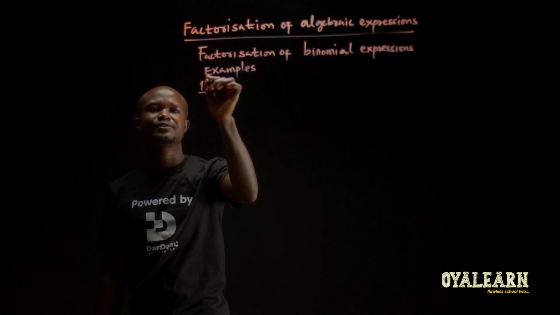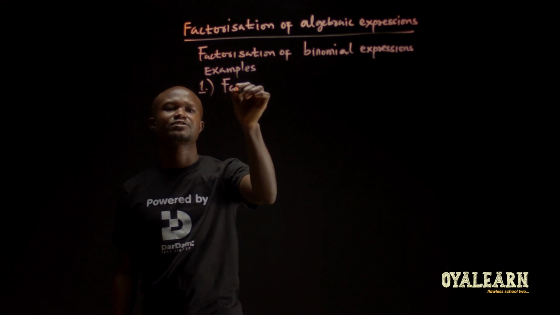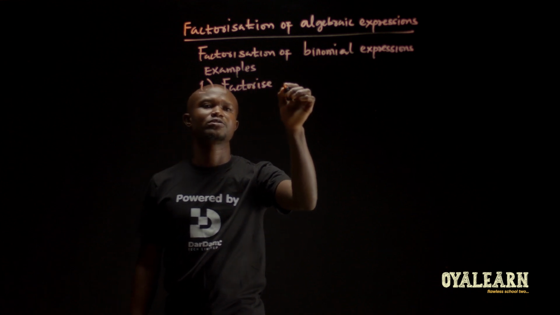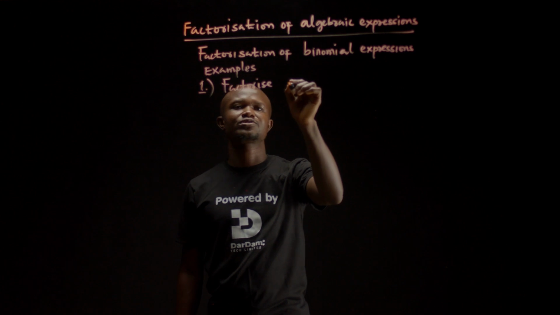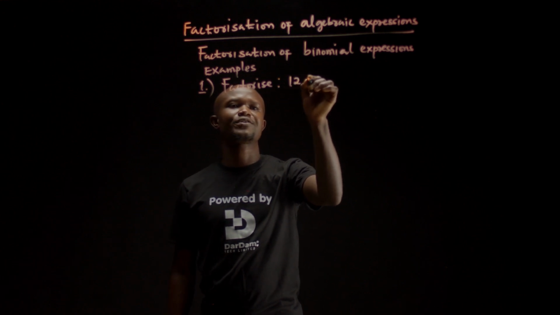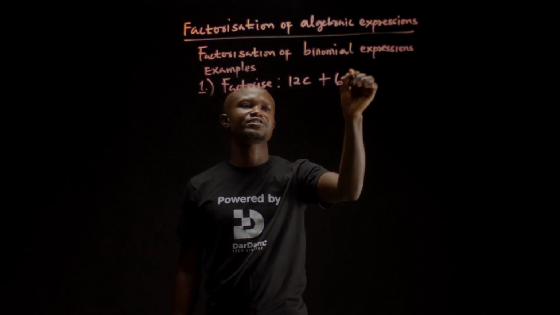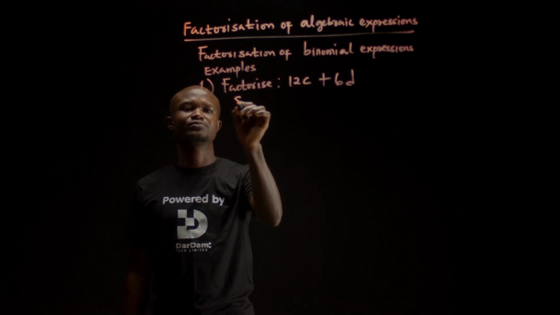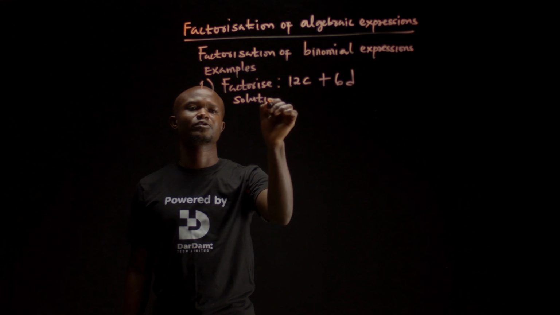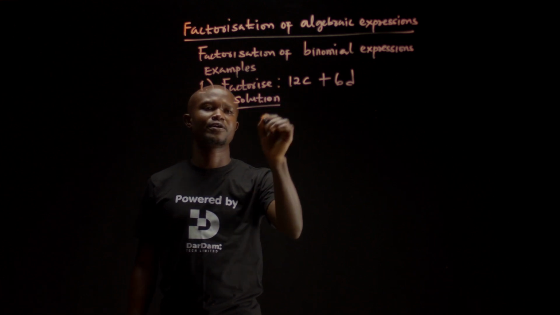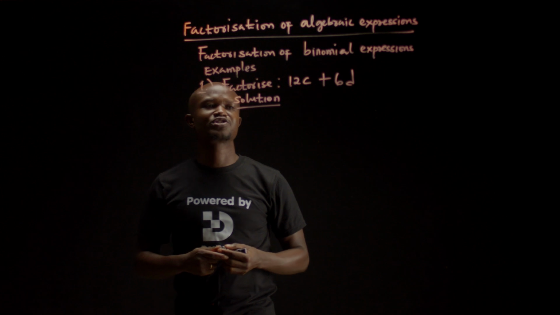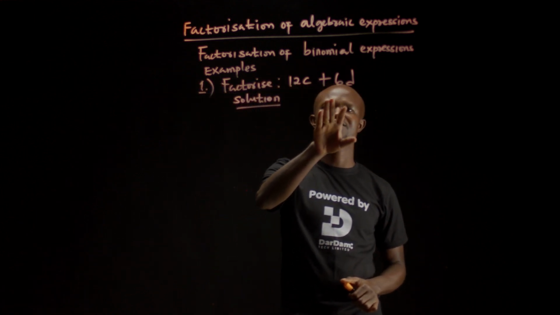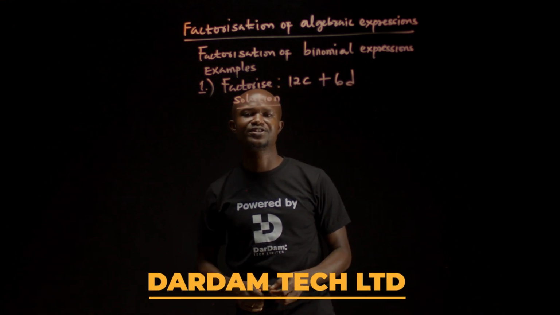1. Factorize 12c plus 6d. Solution. Before you can solve this problem, we want to factorize 12c plus 6d.